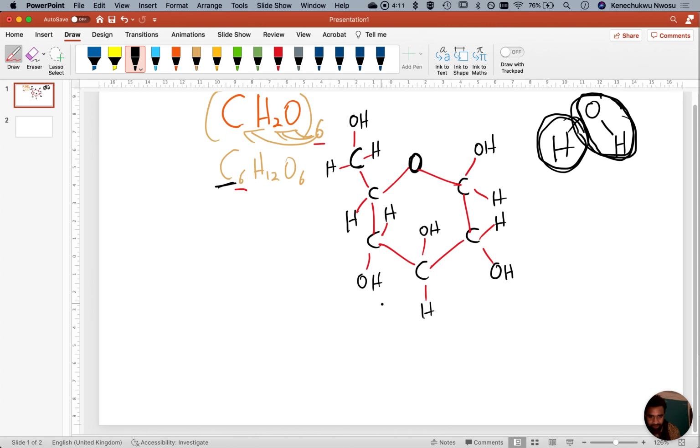It looks a bit scary now, but remember, if we do it step by step, it's quite simple. First, you draw your hexagon. Then you place your carbons, and remember to put a chimney at the top there.